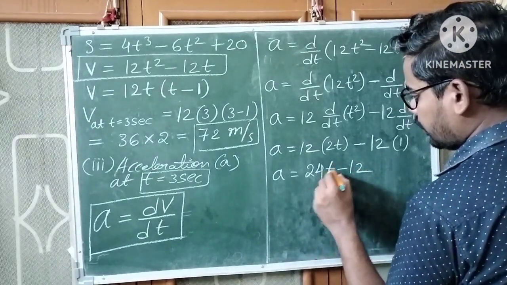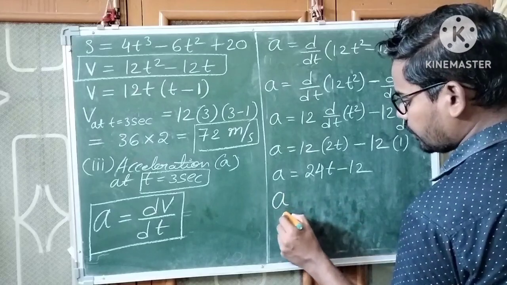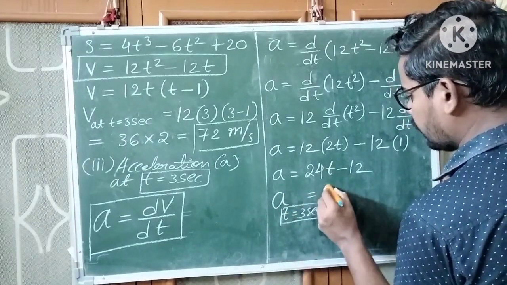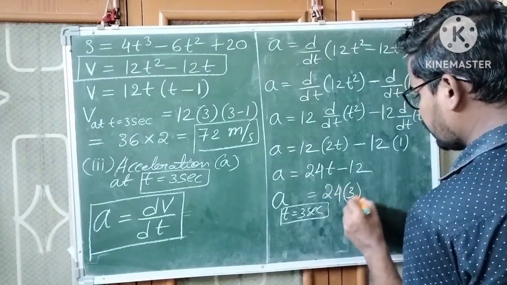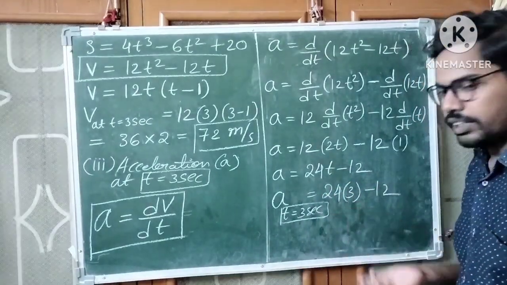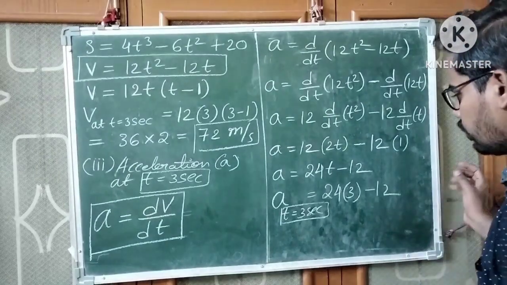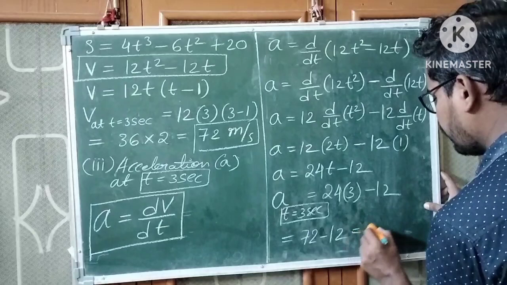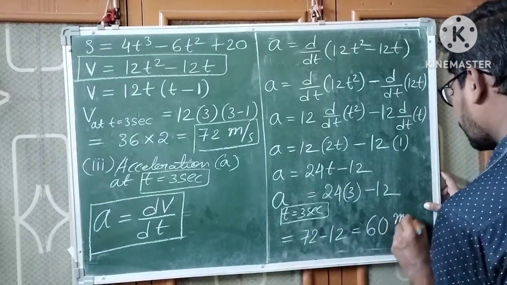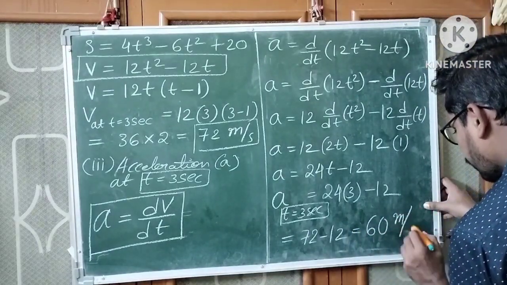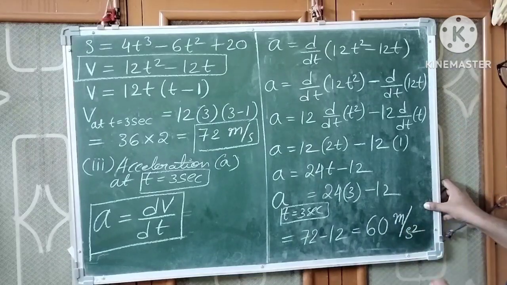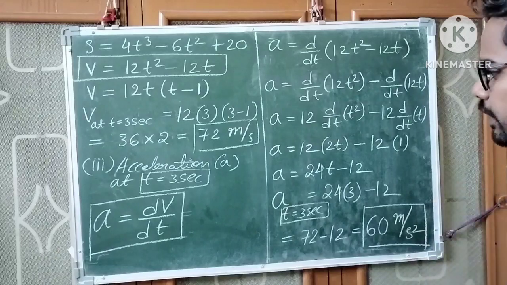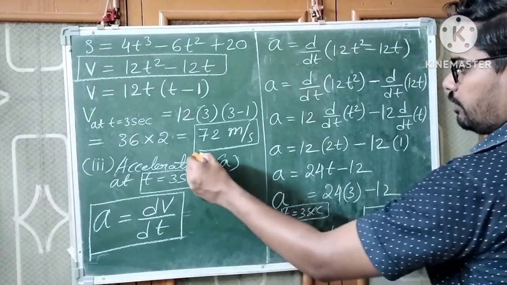Now find the acceleration at t is equal to 3 seconds, put t is equal to 3 here: 24 into 3 minus 12. 24 threes are 72, 72 minus 12 is 60. Therefore the acceleration of the body at t is equal to 3 seconds is 60 meters per second square.